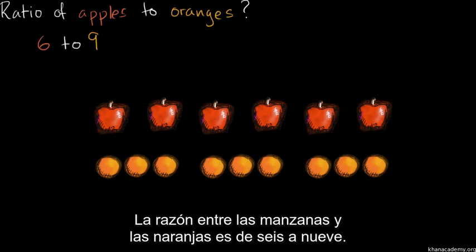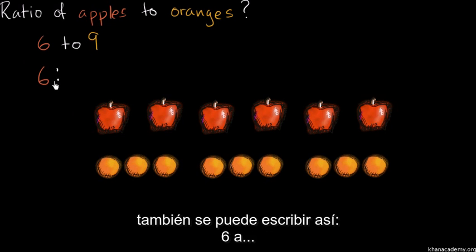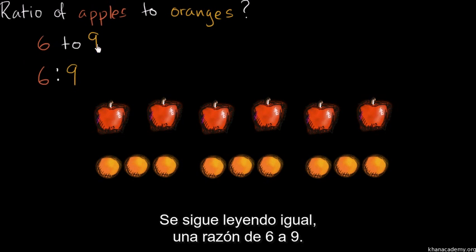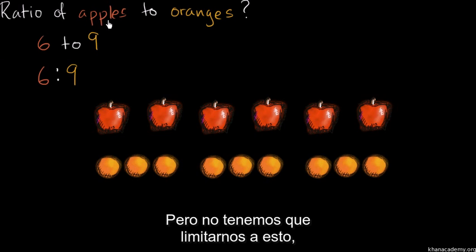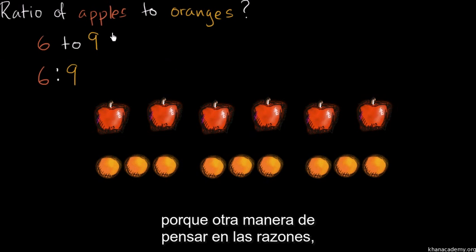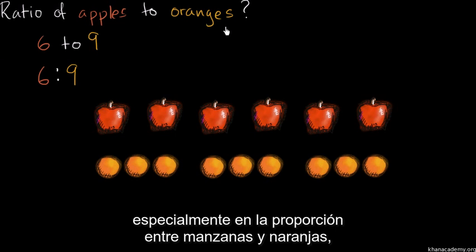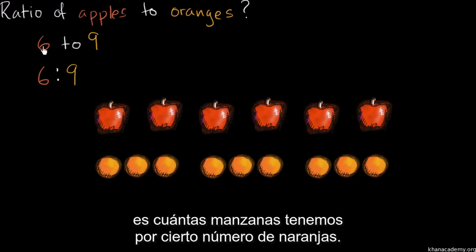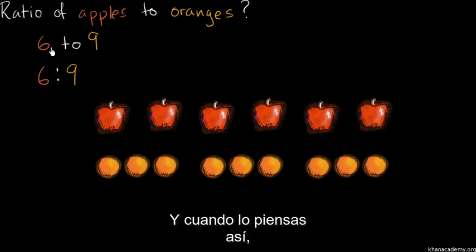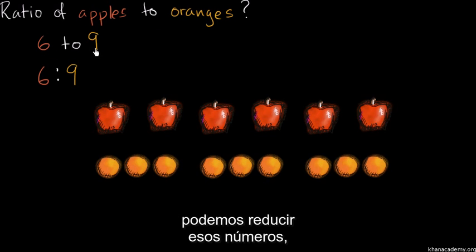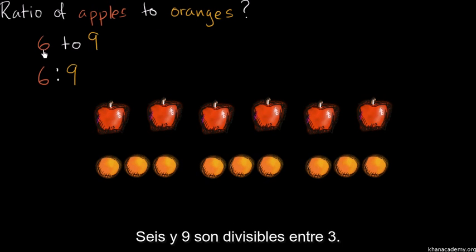And you could use different notation. You could also write it this way, 6 to 9, and you would still read it as the ratio being 6 to 9. But we don't have to just satisfy ourselves with this, because one way to think about ratios, especially if we're thinking about apples to oranges, is how many apples do we have for a certain number of oranges. And when you think about it that way, we can actually reduce these numbers, as you might have already thought about. Both 6 and 9 are divisible by 3. So just like we can reduce fractions, we can also reduce ratios.